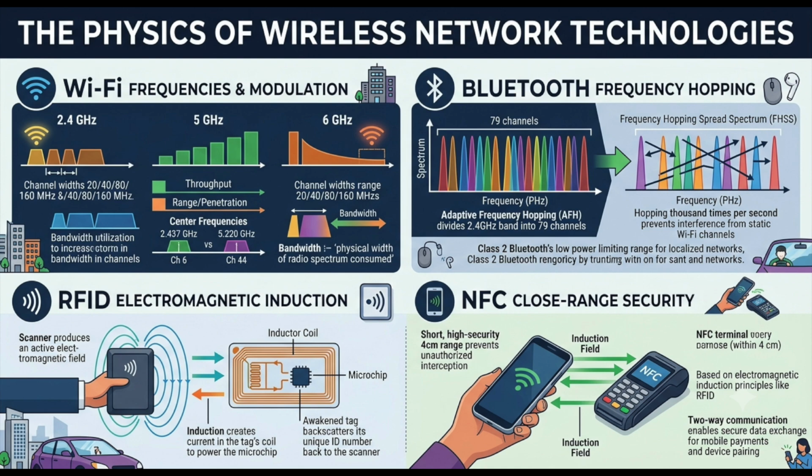2.4 gigahertz, 5 gigahertz, and 6 gigahertz. And when we say a router is broadcasting at 2.4 gigahertz, we're talking about the physical oscillation of the radio wave, which is 2.4 billion cycles per second. But a device doesn't just broadly scream into the 2.4 gigahertz void. The protocol divides that spectrum up.